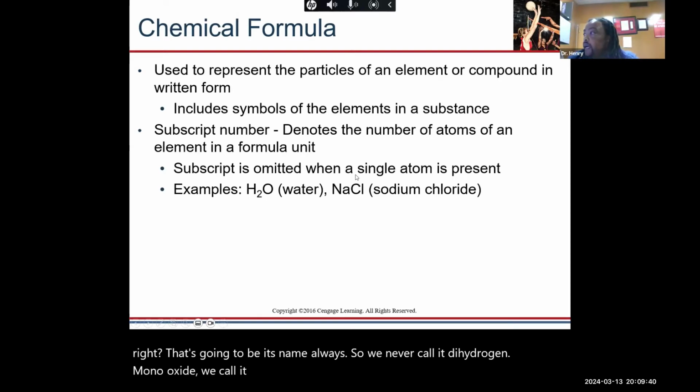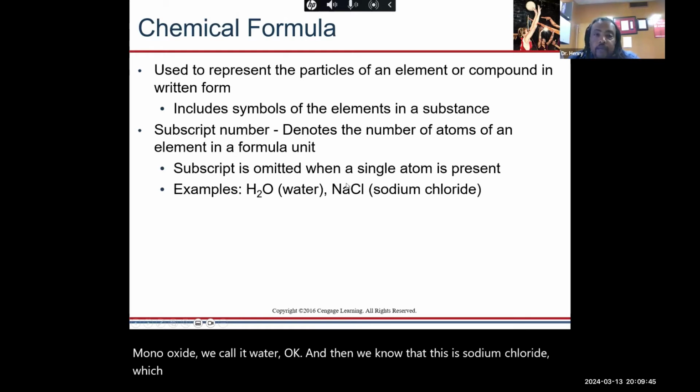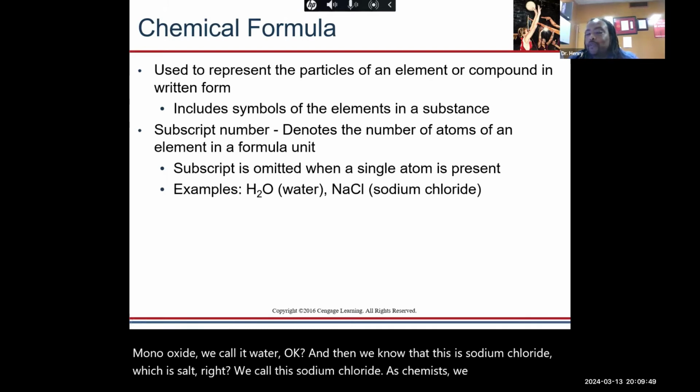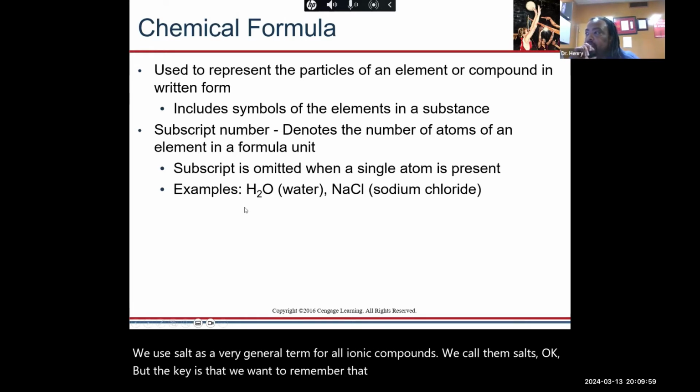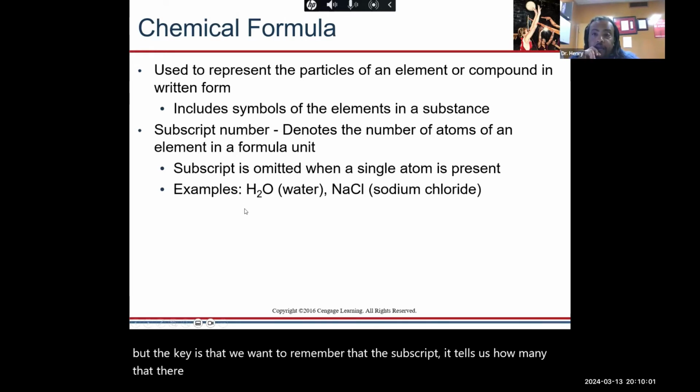Okay. And then we know that this is sodium chloride, which is salt, right? We call this sodium chloride as chemists. We don't call it salt. We use salt as a very general term for all ionic compounds. We call them salts. But the key is that we want to remember that the subscript tells us how many there are.